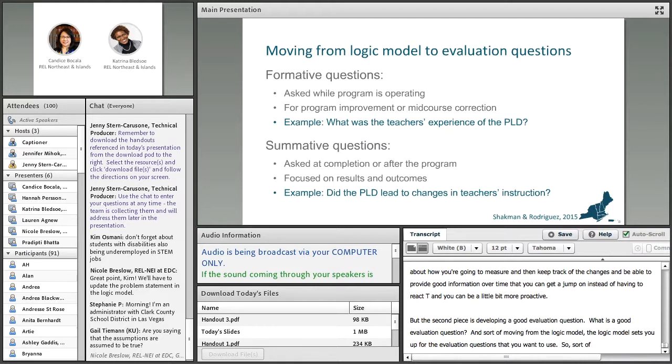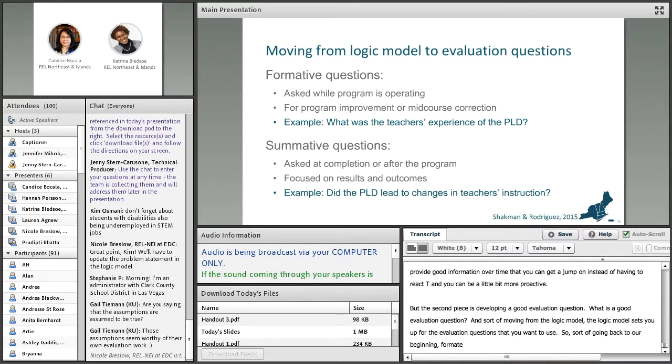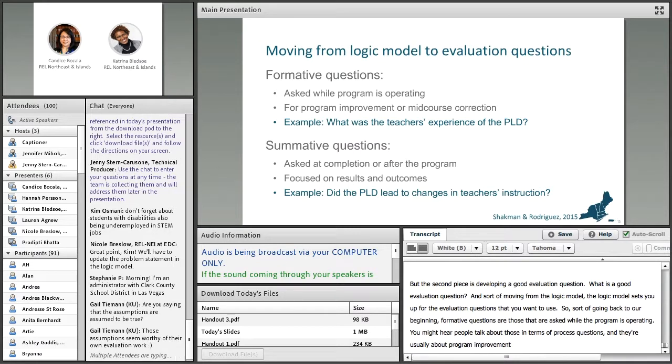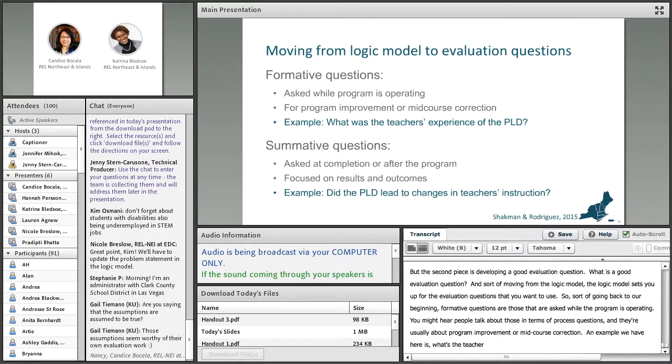What is a good evaluation question? And sort of moving from the logic model. The logic model sets you up for the evaluation questions that you want to use. So sort of going back to our beginning, formative questions are those that are asked while the program is operating. You might hear people talk about those in terms of process questions. And they're usually about program improvement or mid-course correction.